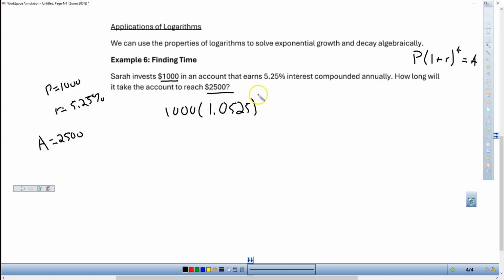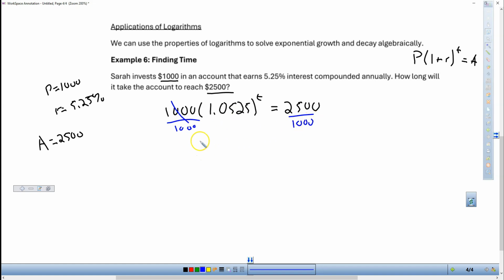And we don't know our time. That's the one thing we don't know. But we do know that the ending value is 2,500. So with this in mind, we can go ahead and solve this and try to come up with a value. Now, again, we're going to need to use logarithms here, but we can do a little bit of algebra first to help simplify this. So for example, I can get rid of this 1,000 right off the bat. So let's divide by 1,000 on both sides.